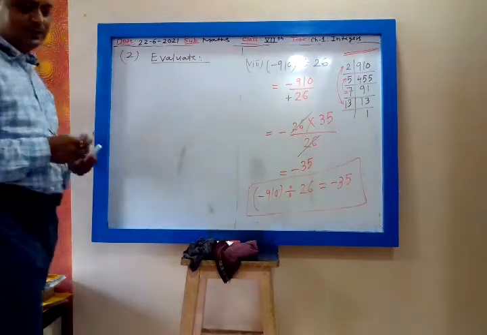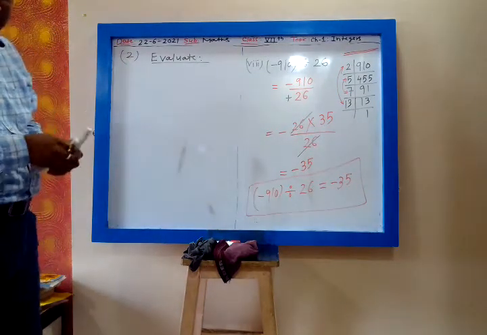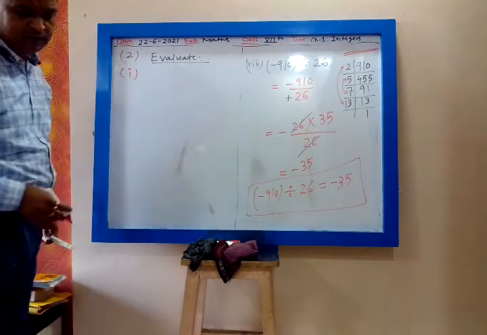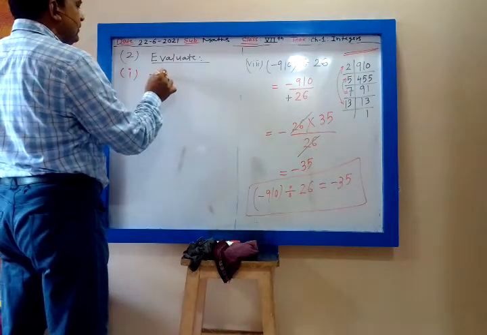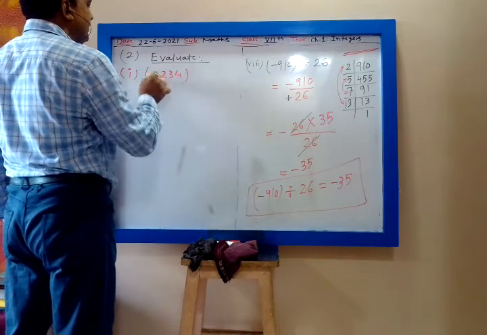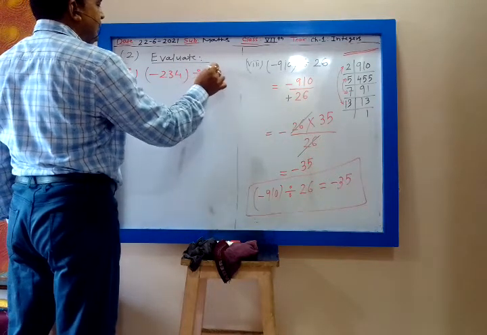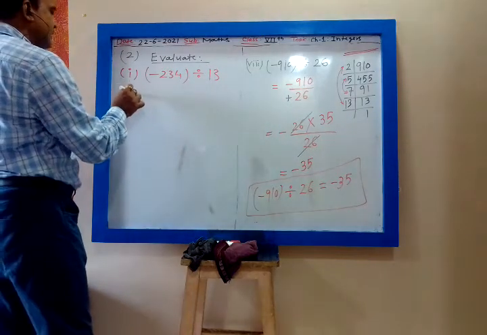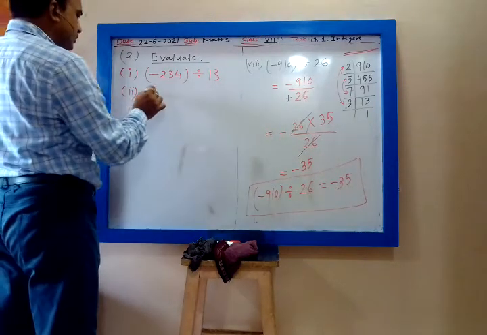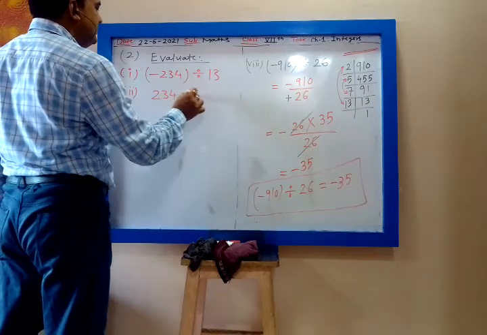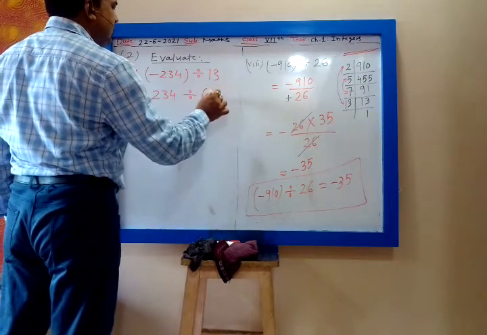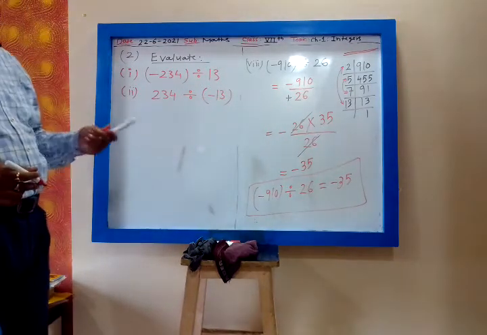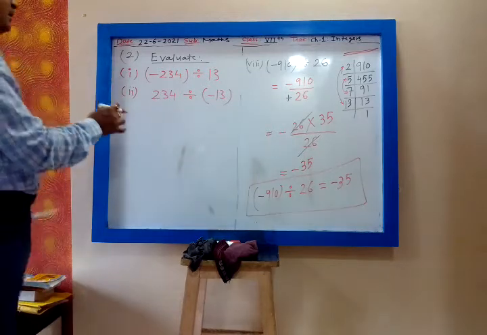Very good. Thank you. Evaluate, second part. I am writing all the questions. Minus 234 divided by 13. Then the second question, 234 divided by minus 13. You have to be cautious about the sign. Plus upon plus, plus upon minus, minus upon plus, minus upon minus. That you have to remember.